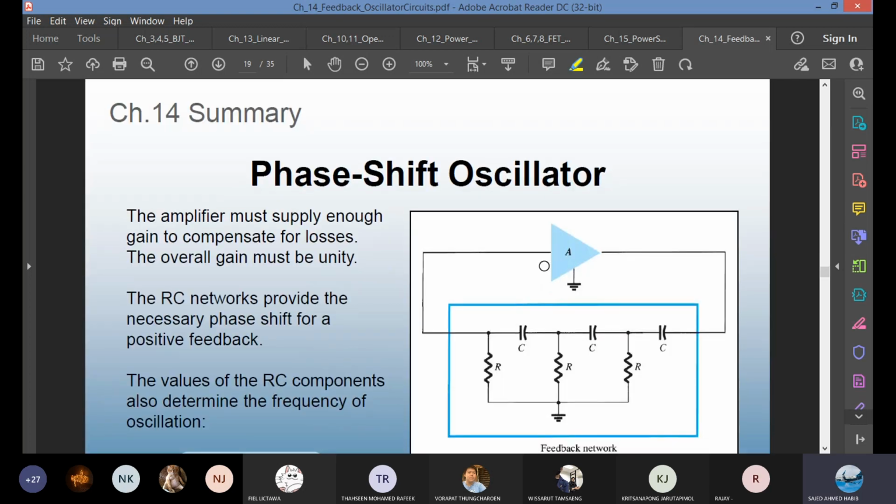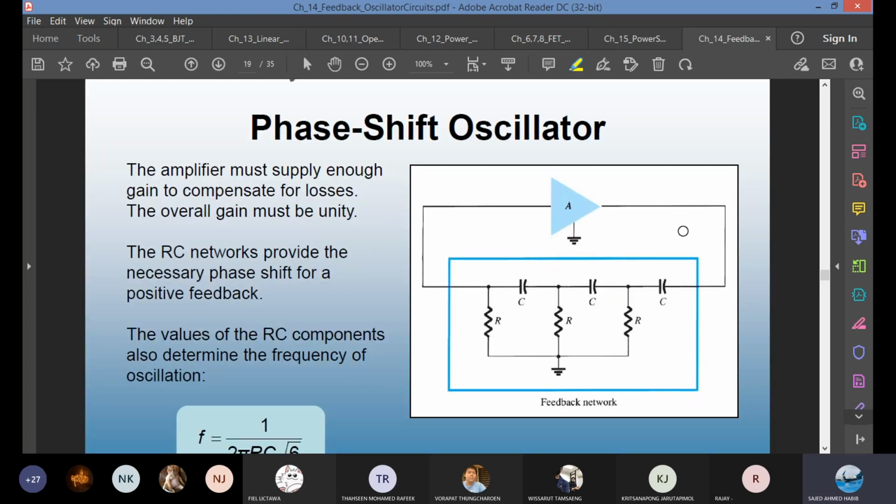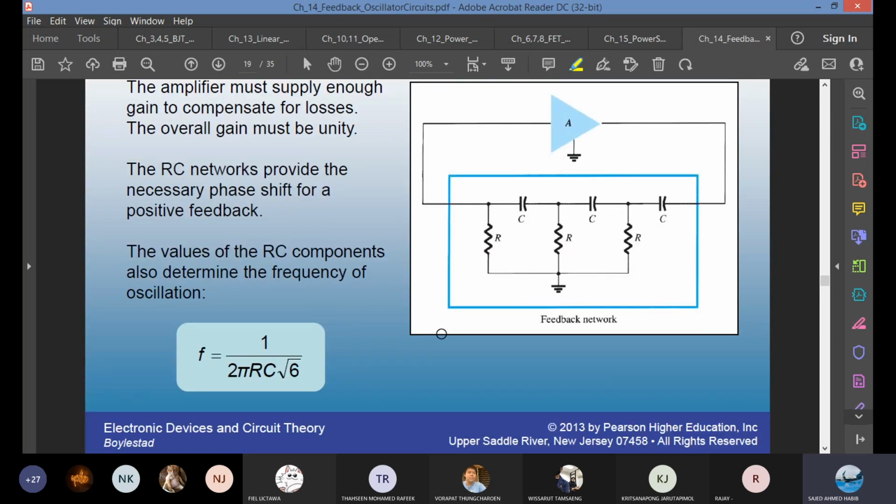In the phase shift oscillator, the output of the amplifier is connected to a network of RC stages. The phase shift from the RC network is 180 degree. It doesn't mean that each stage is 60 degree. Each stage may not be equally the same, but the overall phase shift is 180 degree. Equation is given on the formula sheet for the phase shift oscillator: 1/(2 pi RC square root of 6).